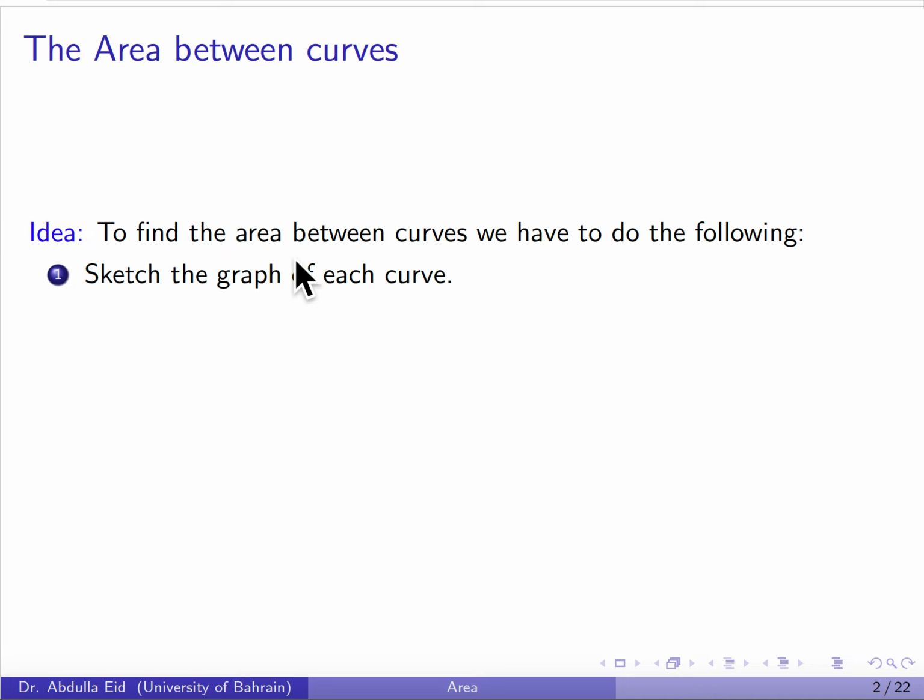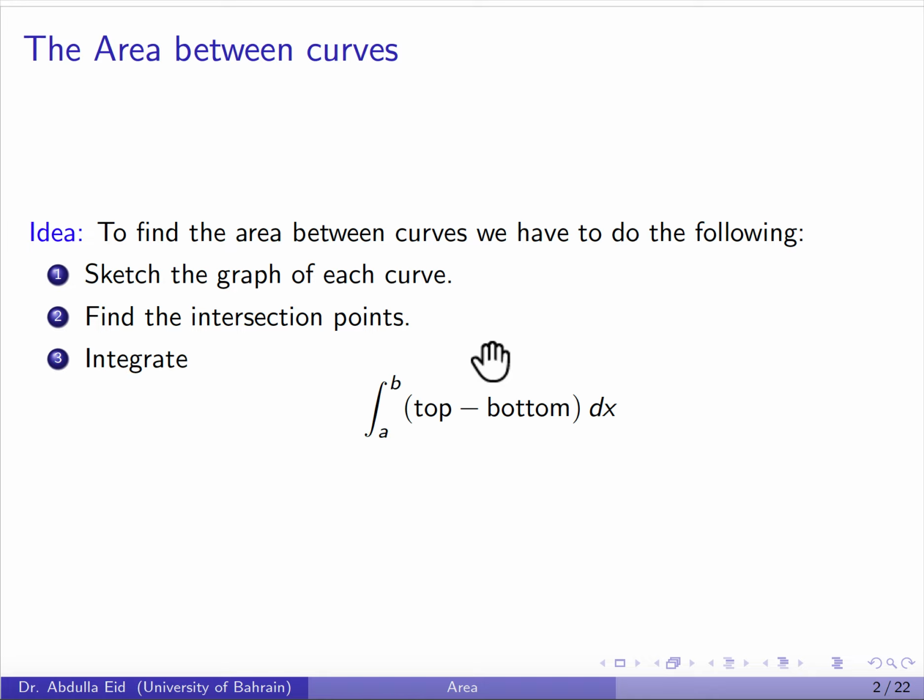In order to find the area between curves, we have to do the following. First of all, we need to sketch the graph of each curve. Second step, we need to find the intersection points. And third step, which is also important, we need to find the integration. Remember, the integration for the area, if it's given in terms of x, it will be just top minus bottom. So here we have top minus bottom, and that will be the area.